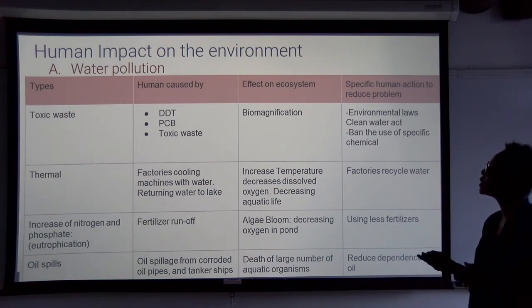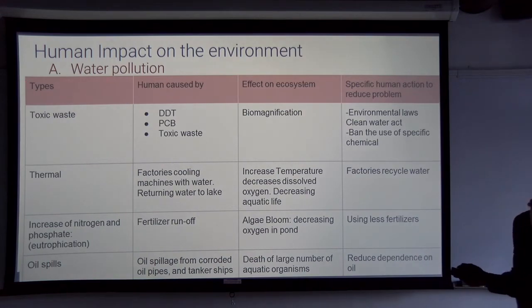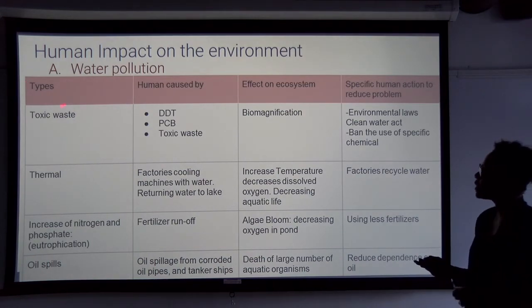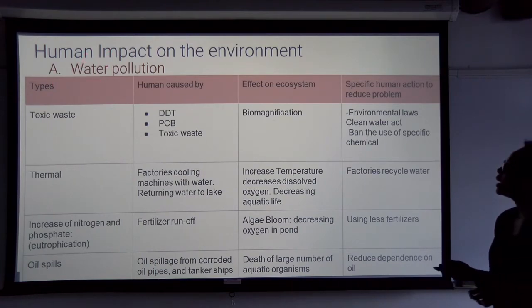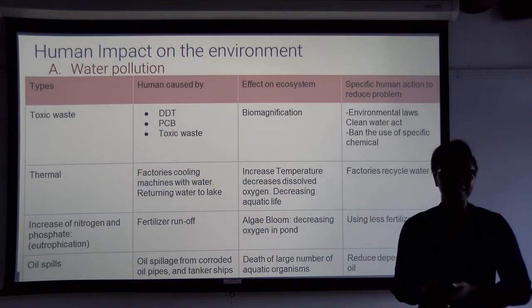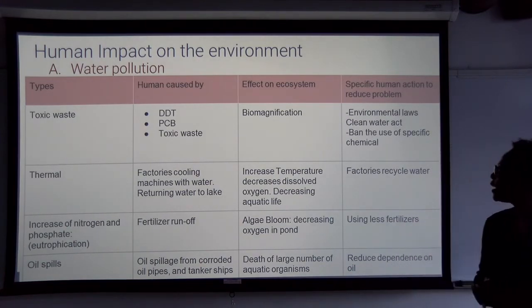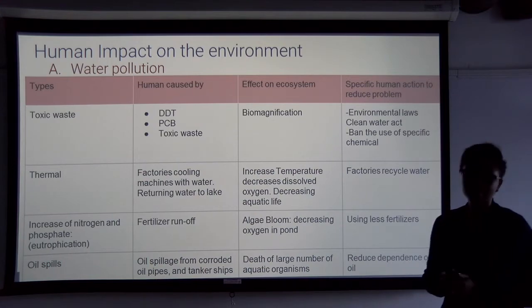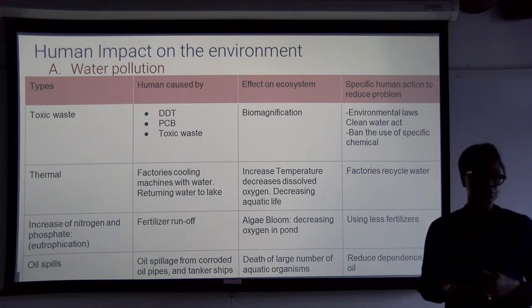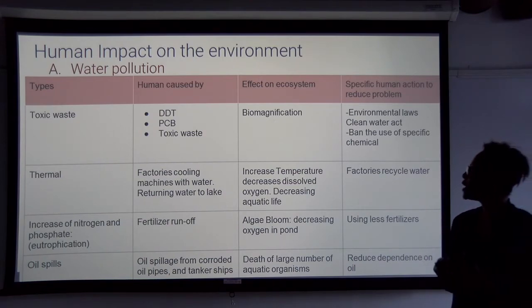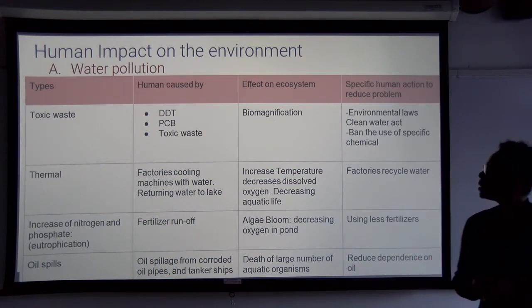We'll start with water. The different ways that water is being impacted is that we're introducing toxic waste to bodies of water, and these are different ways. DDT is an insecticide that was used in the past, and what would happen is it would run off from the plants into the stream, and it would end up in the water source.